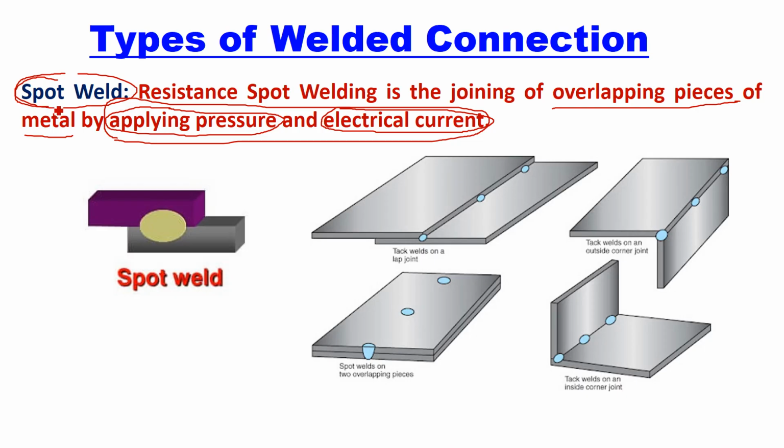The meaning of spot is that this welding is at a point. So if you look at here, this is spot weld, right? These are 3 points where welding is done.